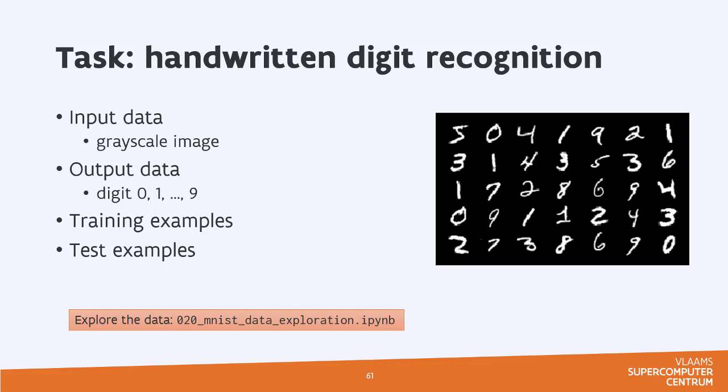There is a set of training examples and a set of test examples. The training examples will of course be used only during training. The test examples we will only touch as soon as we're done training, to assess the real world applicability of our algorithm, of our trained neural network. So the first task is to explore the data a little bit and to see whether there are interesting things to be discovered there.